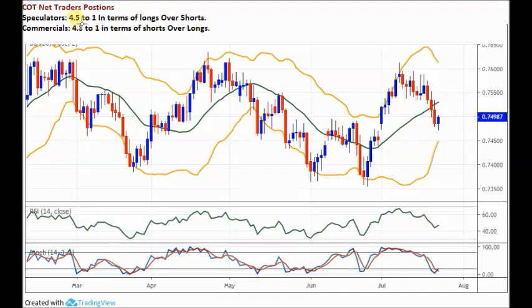We normally add these divergences together. It's 8.8, which is a big divergence in this pair. We noted that when we came up here, the commercials really sold hard into 76 as speculators bought, and we thought we'd come down, which we've come down a little bit.